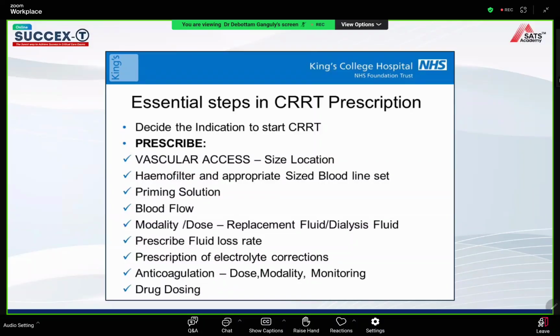That is the vascular access, size, location, hemofilter, appropriate size, bloodline set, priming solution, blood flow, modality, dose, whether replacement fluid is required or not, whether dialysis fluid is required or not, prescribed fluid loss rate, and prescription of electrolyte correction: sodium correction, potassium correction, calcium, phosphate, we have to keep in mind that too. Anticoagulation, dose, modality and monitoring, I'll come to later. And drug dosing, this is antibiotic dosing. These things are very important for prescription of CRRT.